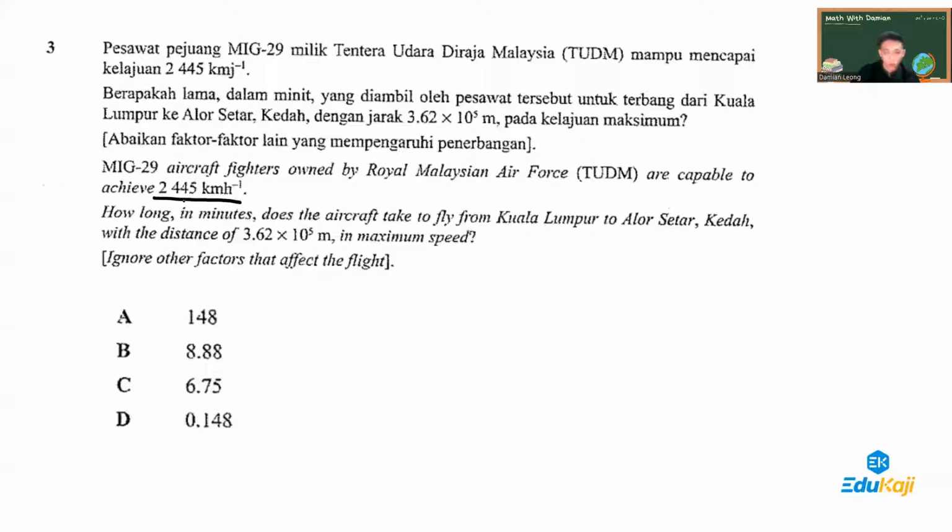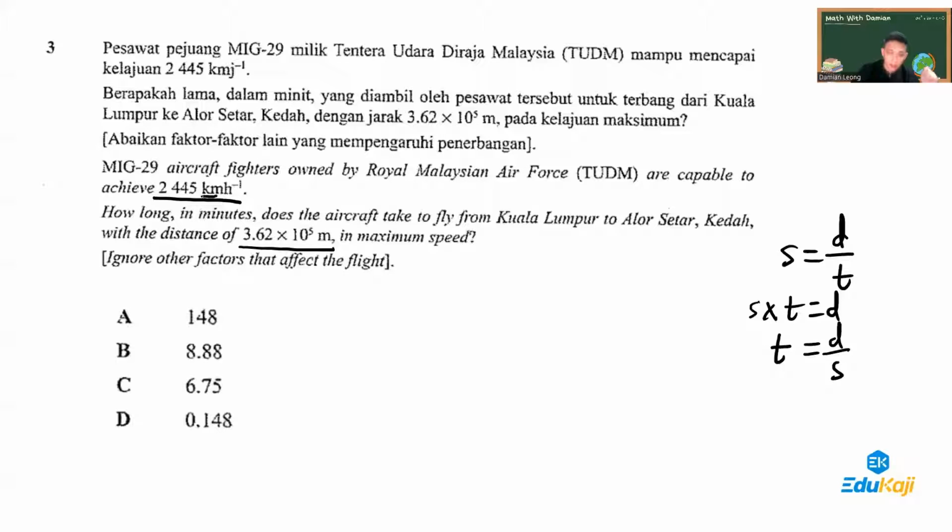Okay, 2,445 kilometers per hour. This is the distance. So I want the time. So speed equals to distance over time. Means speed times time is distance. So if I want time, bring over the speed, times opposite divide. Distance divided by speed. You have to make sure the unit of measurement for the distance and in your speed is the same.